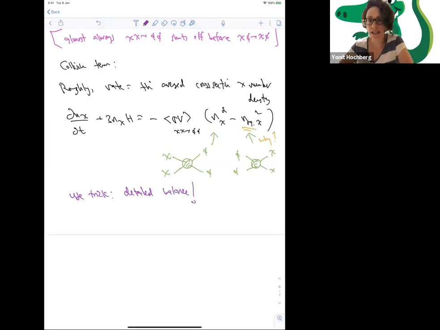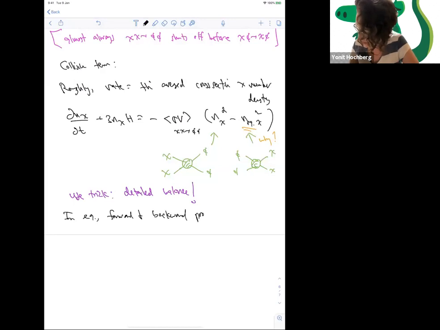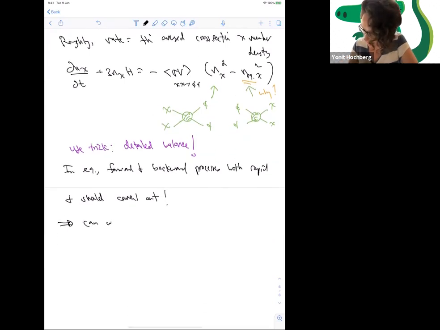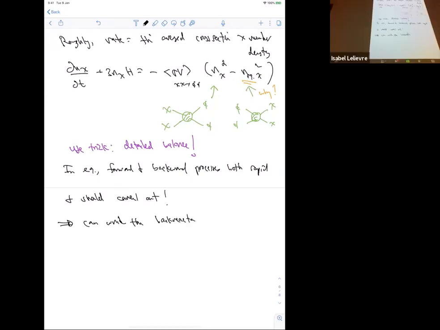What detailed balance says is that in equilibrium, the forward processes and the backward processes are both very rapid, and things should cancel out. And so this is the reason that we can write the back reaction in this way, because we know that in equilibrium the answer has to be 0 on the right hand side.